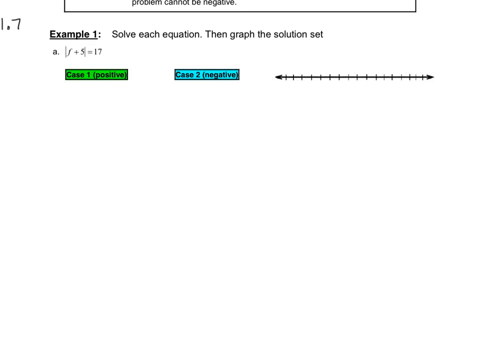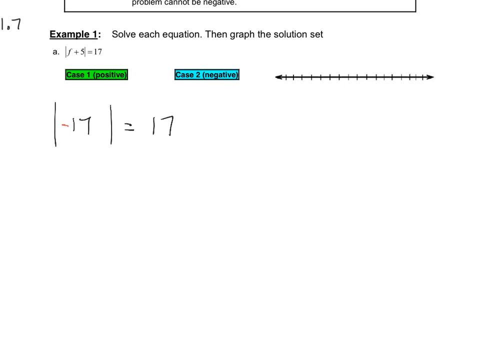Take, for example, this question. We know that the absolute value of f plus 5 is going to give me 17. That means that this on the inside can either be equal to 17, because the absolute value of 17 is 17, or can be equal to -17, because the absolute value of -17 is also 17.